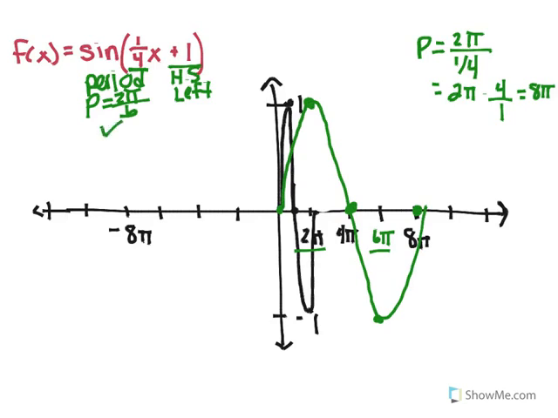Now I have to take care of the horizontal translation. So I now need to take every single one of my 5 key points and move all of them to the left by 1 unit. And I should have written that differently.